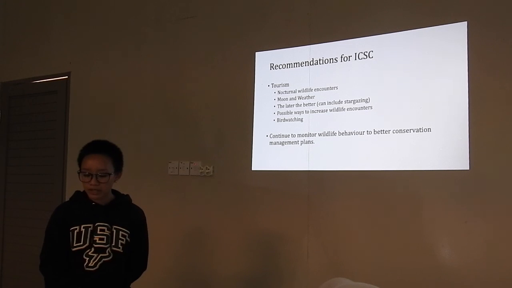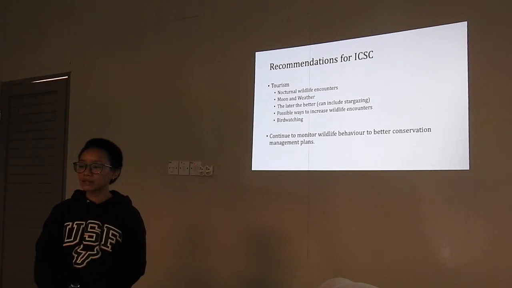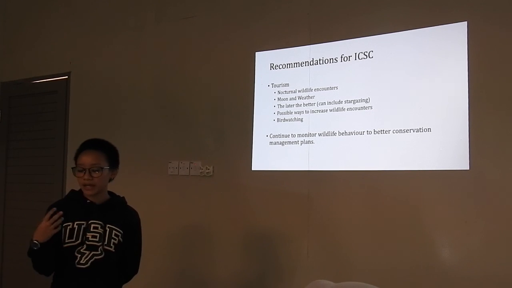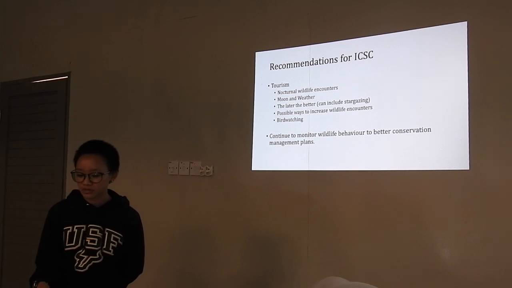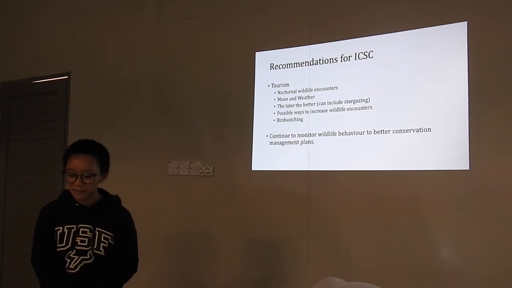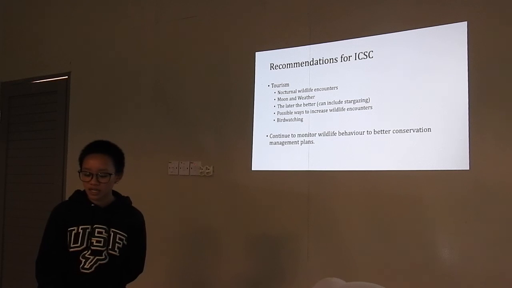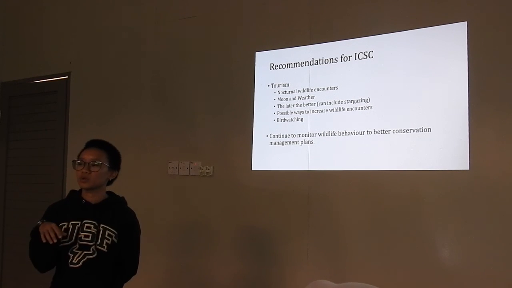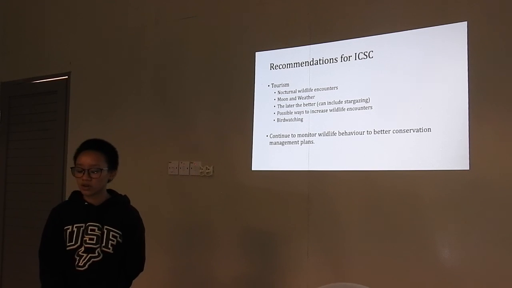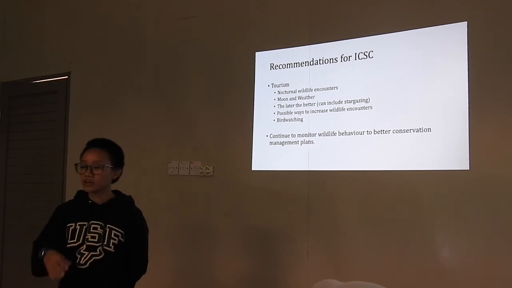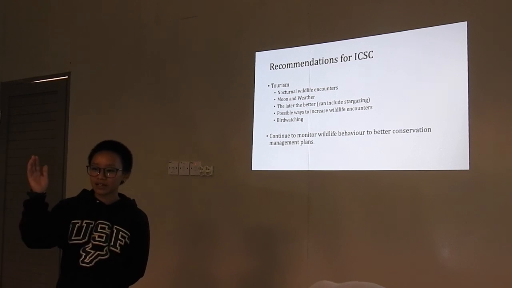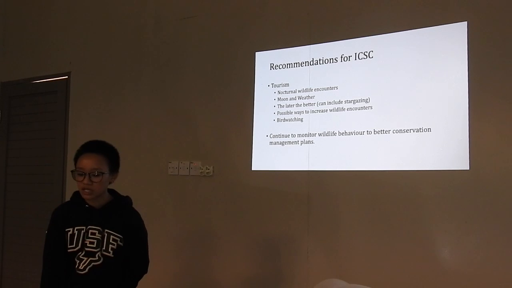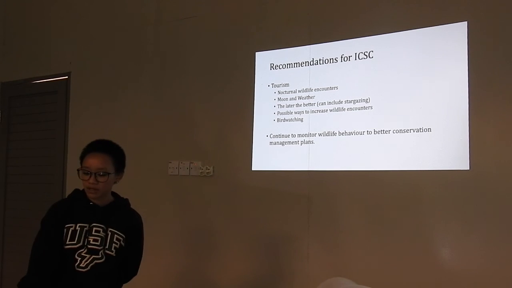And possible ways to increase wildlife encounters is maybe planting more trees that fruit, and animals would, you know, come looking for the fruits. And for bird watching, it's a good tourism activity given that they have good cameras or binoculars, etc. And a ranger who knows birds very well, like me. And yeah, the last recommendation is to continue to monitor wildlife behavior to better conservation management.